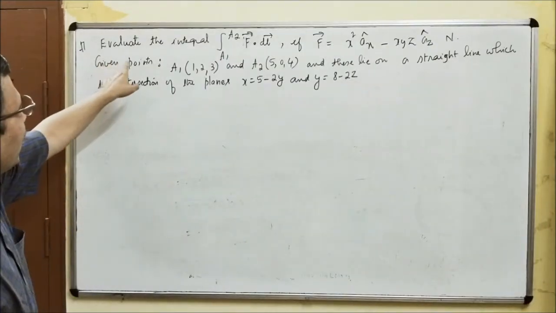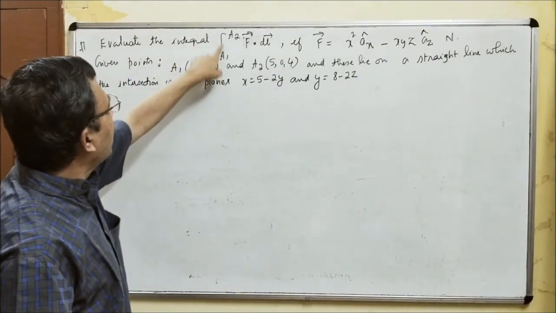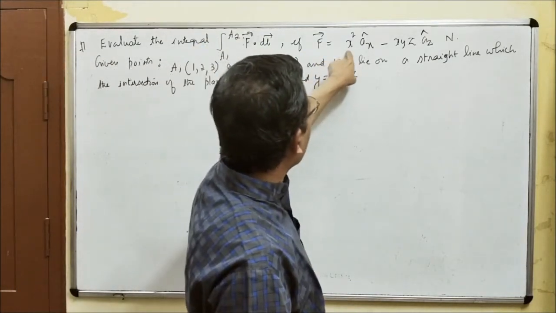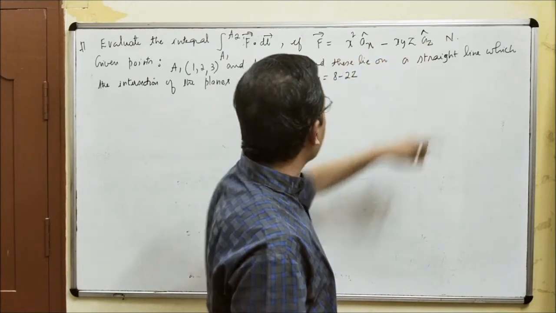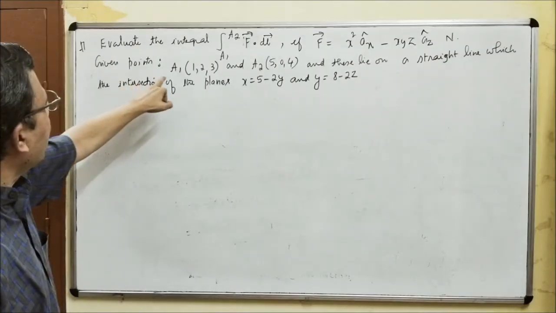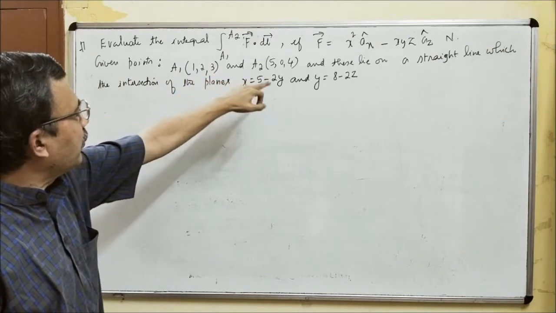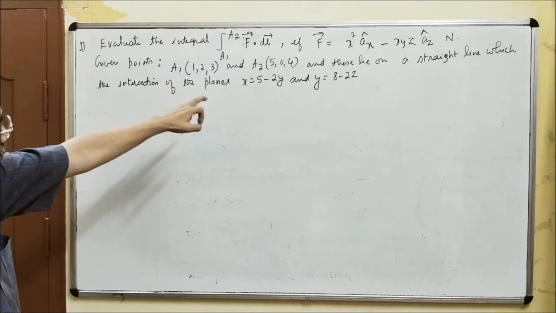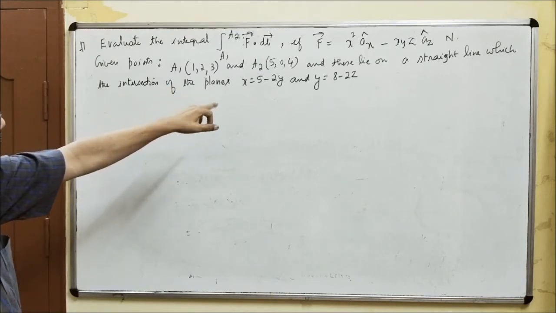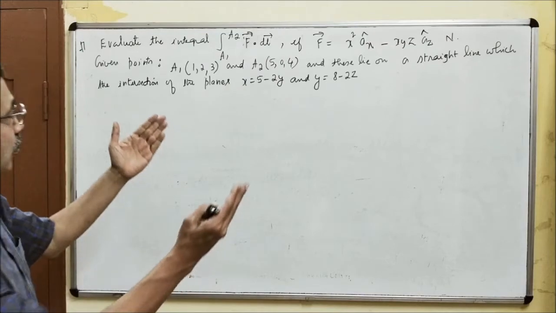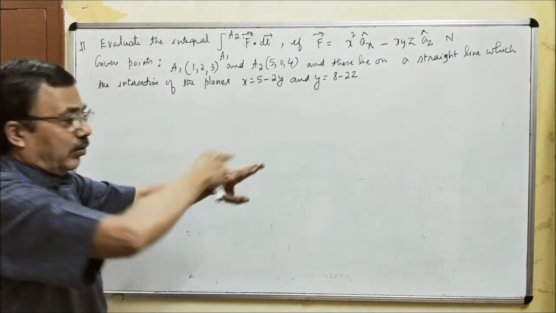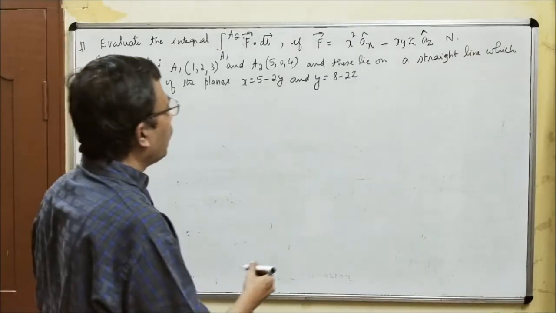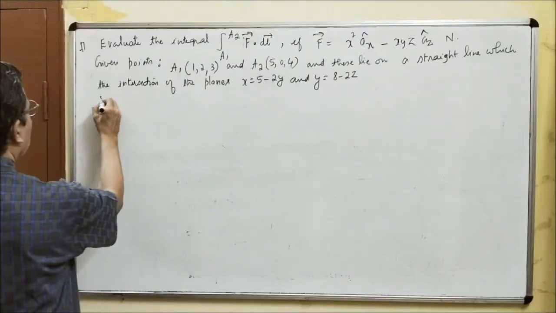The statement is: evaluate the integral from A1 to A2 of vector F dot dL, if vector F is equal to x square a_x cap minus xyz a_z cap newtons. Given the points A1 (1, 2, 3) and A2 (5, 0, 4), and these lie on a straight line, which is the intersection of the planes x is equal to 5 minus 2y and y is equal to 8 minus 2z. When these two planes intersect, you get a straight line. These 2 points lie on that straight line. So what is the work done? We have to calculate. So I will start the solution.